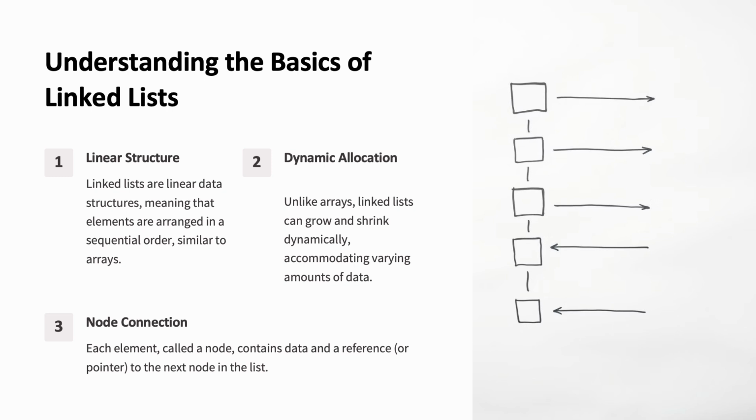Another thing is dynamic allocation. Unlike arrays, linked lists can grow and shrink dynamically, accommodating varying amounts of data. Node connections. Each element, called a node, contains data and a reference or a pointer to the next node of the list.